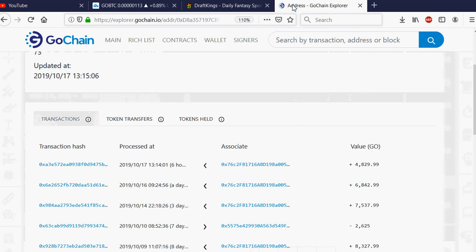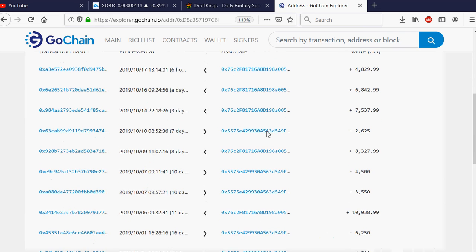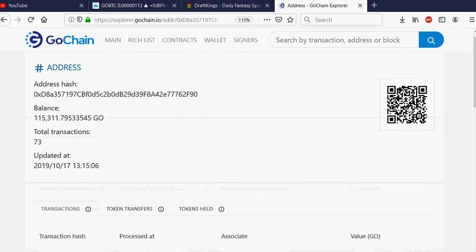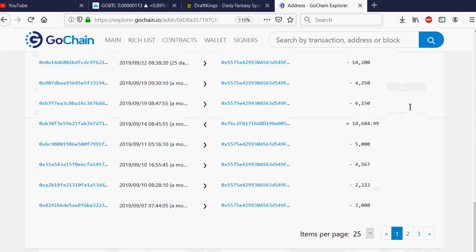So again, just going over things like this. I find it fascinating how this is just pretty cool, how transparency and how things like this can work.